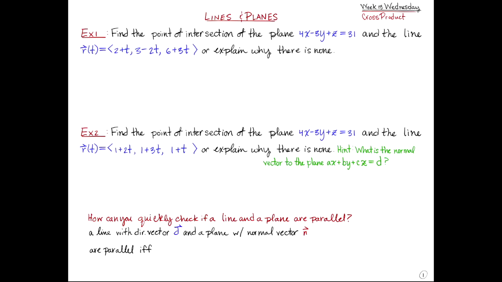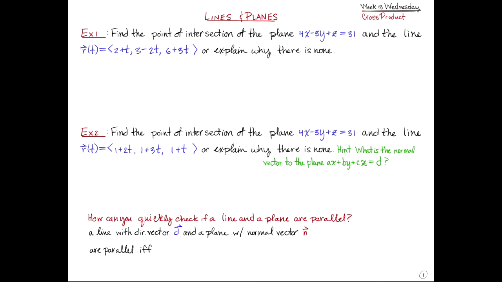In today's lecture, we're going to talk about the cross product. But before we get into that, let's review a little bit of what we've learned about lines and planes from our last two lectures. In our first example, we're looking for the point of intersection between the plane 4x minus 3y plus z equal to 31 and the line r of t.